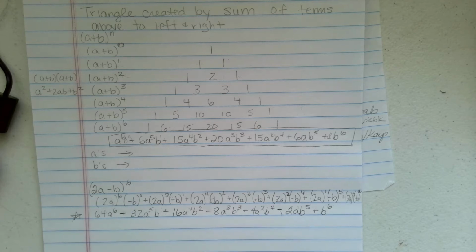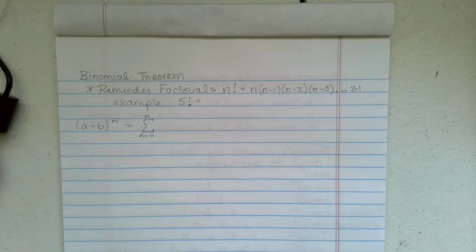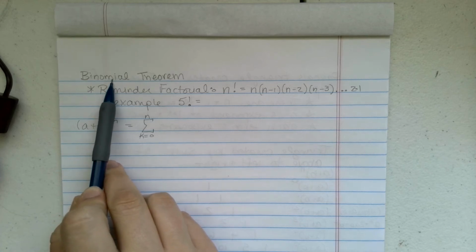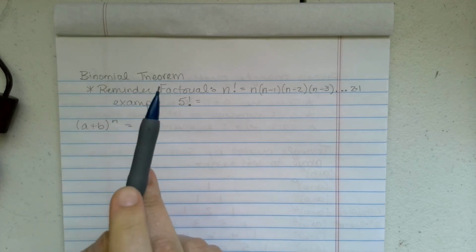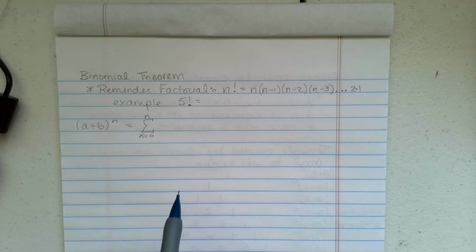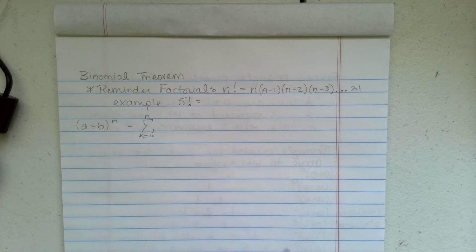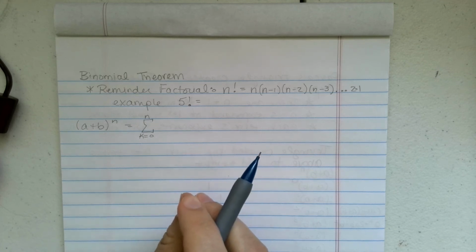Okay? Then we're going to talk about the binomial theorem. Okay, so I did a little setup for us. So the binomial theorem uses some shorthand things that we can do to get to an expanded polynomial, and more importantly, if we just need a specific term of that polynomial.